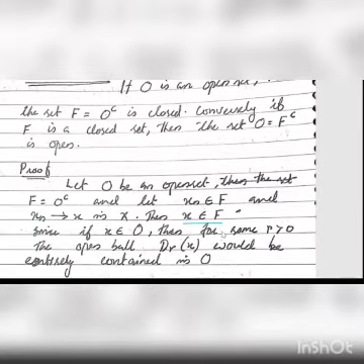If not, what will happen? If x does not belong to F, then x should belong to O. Then, since we have assumed that O is an open set, for some r greater than 0 we can find an open ball D_r(x) which is completely contained inside O.